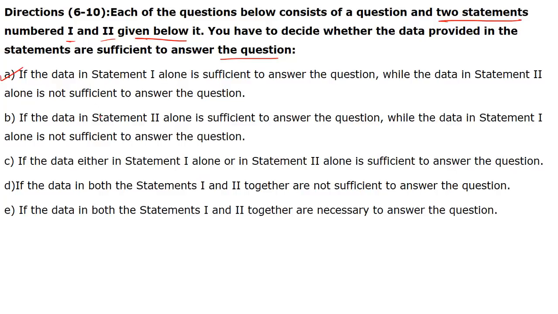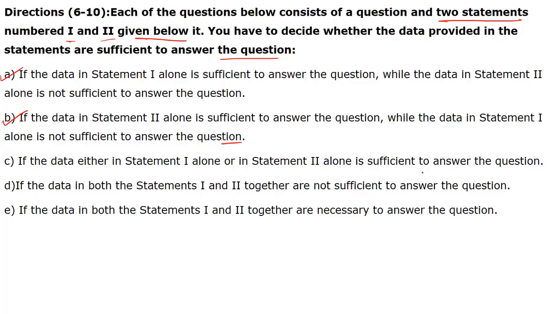The next one is, if the data in statement 2 alone is sufficient to answer the question, while the data in statement 1 alone is not sufficient to answer the question. So see here friends, if the data given in statement 2 is sufficient to answer the question, and you cannot answer the question by looking at the data in statement 1, then you have to mark your answer as option B.